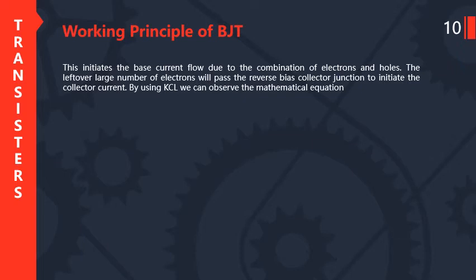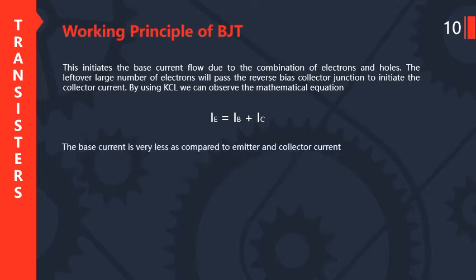By using KCL, we can observe the mathematical equation. Emitter current IE is equal to base current plus collector current. The base current is very small compared to the emitter and collector current. So we can say that the emitter current is approximately equal to the collector current, meaning IE is approximately equal to IC.